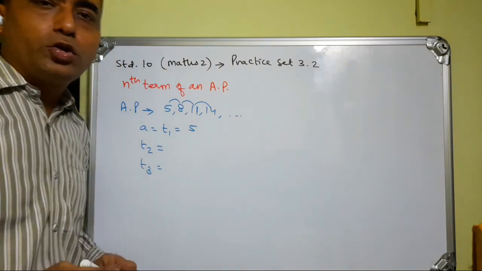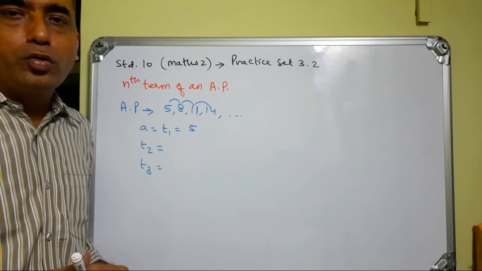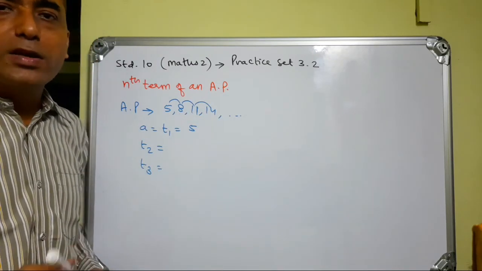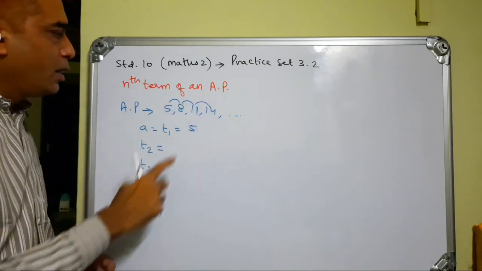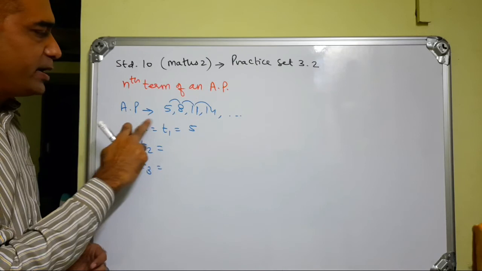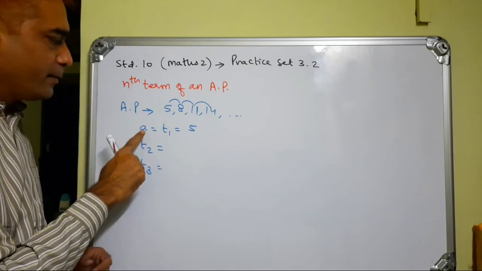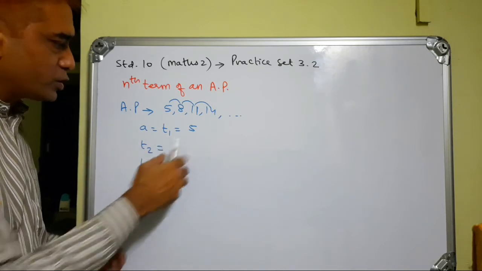Hello dear students, today in this video in standard 10th we are going to solve the examples of practice set 3.2. Here first we should understand what is the nth term of an AP. Now suppose the given AP is 5, 8, 11, 14 and so on. So here the first term A equals T1, the first term equals 5.